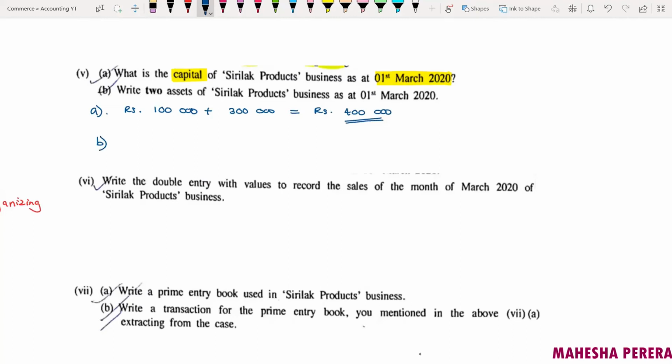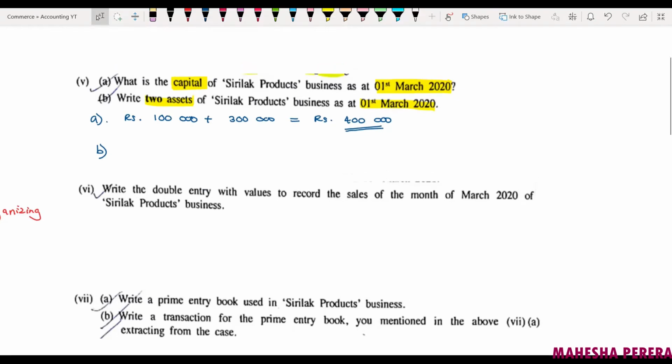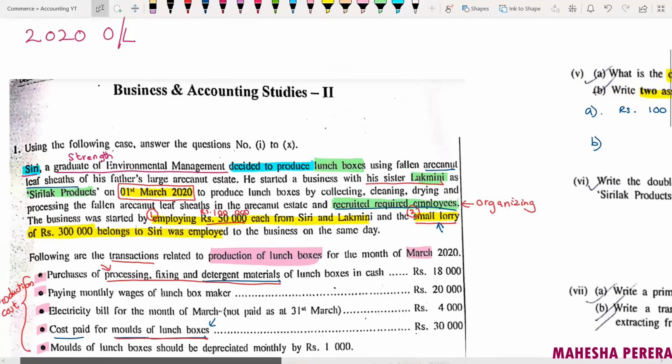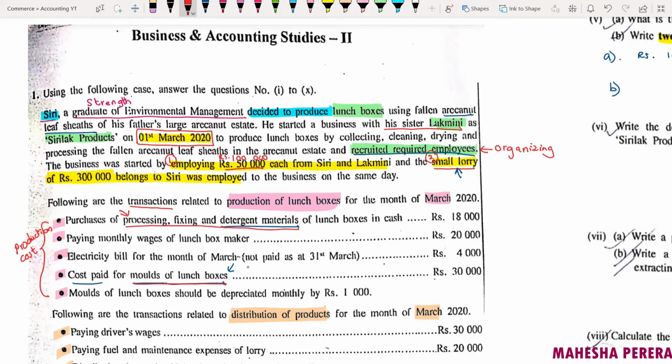What is B now? Two assets of Cyrillac products as at 1st of March. They don't ask a value, so you can just mention the asset names. Two assets of Cyrillac products as at 1st of March. Now, again, you have to consider the transactions that happened on 1st of March. Do you remember that we circled the transactions that happened on the 1st of March?